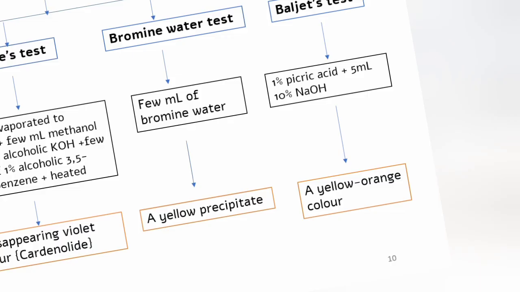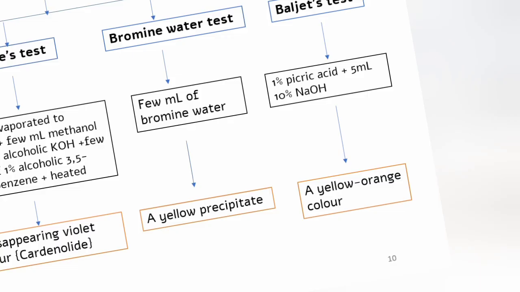The Keller-Kiliani test reagent consists of glacial acetic acid with 5% ferric chloride and concentrated sulfuric acid. The Keller-Kiliani test gives a blue colored solution in the acetic acid layer, which indicates the presence of cardiac glycosides.